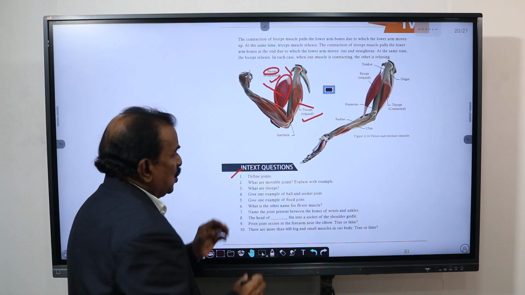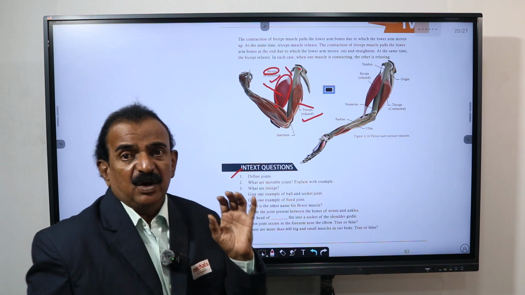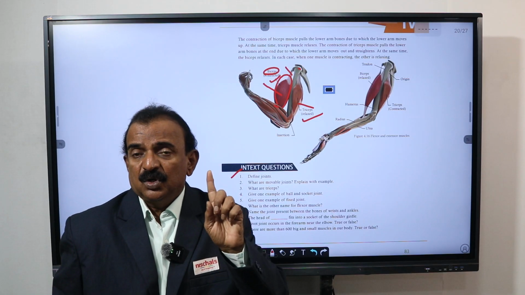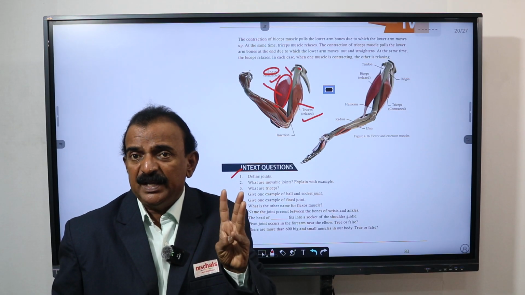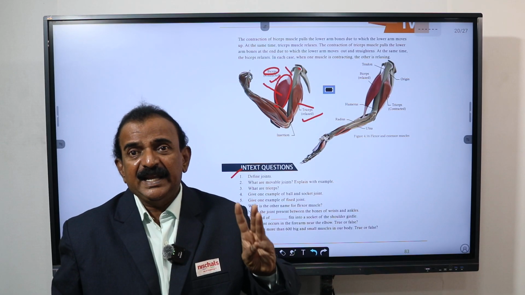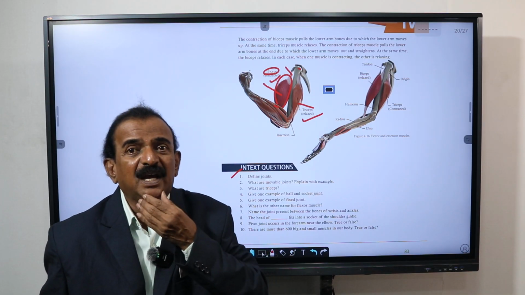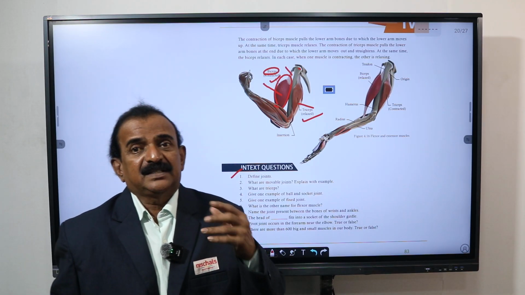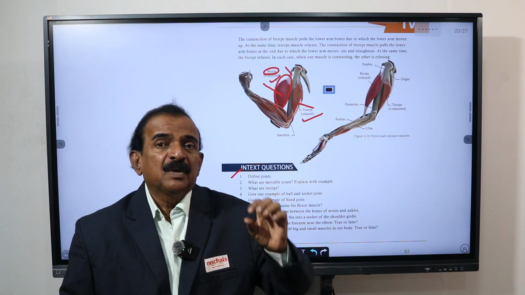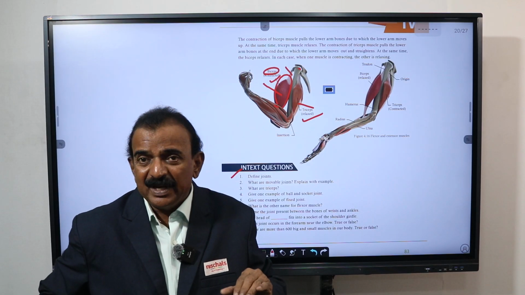And the second question: what are movable joints? Explain with examples. In our body, there are four types of joints present. The first one is the hinge joint, present in the elbow region, the knee region, the lower jaw, and also the fingers. The second type of movable joints are ball and socket joints, present in the shoulders and the hip joint.